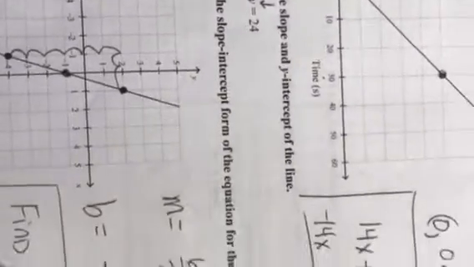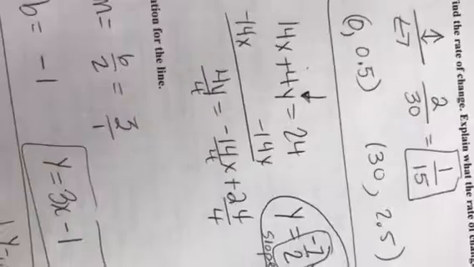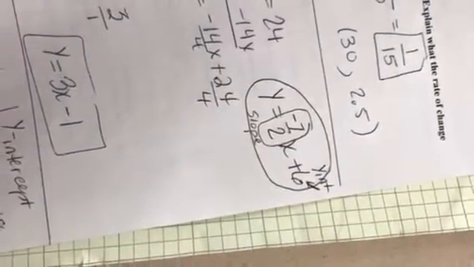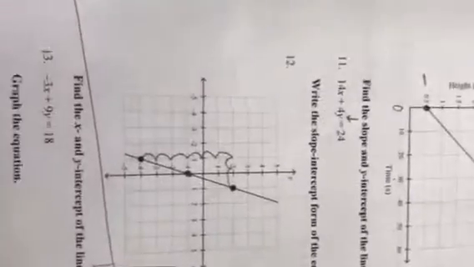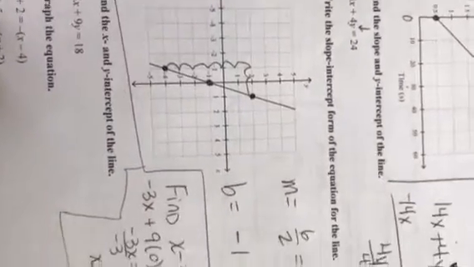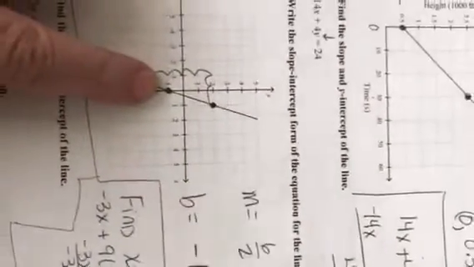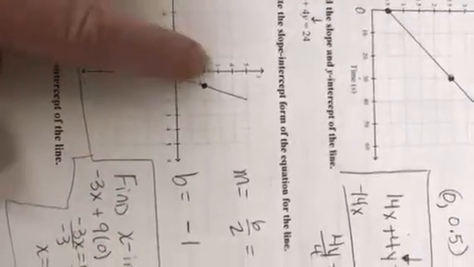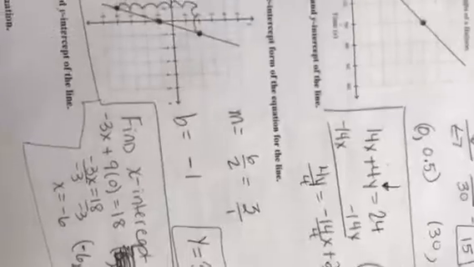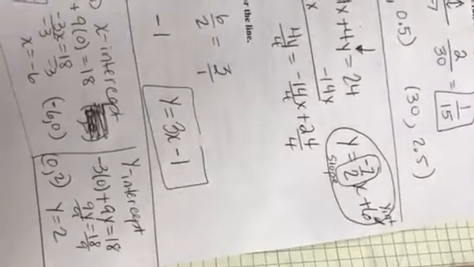11 says find the slope and the y-intercept. You need to solve for y. When you do that, the slope is -7/2 and the y-intercept is 6. Number 12, what is the slope-intercept form of the equation? You find by inspection that the y-intercept is -1 and you count your blocks. Your slope is 3. So your equation is y equals 3x minus 1.